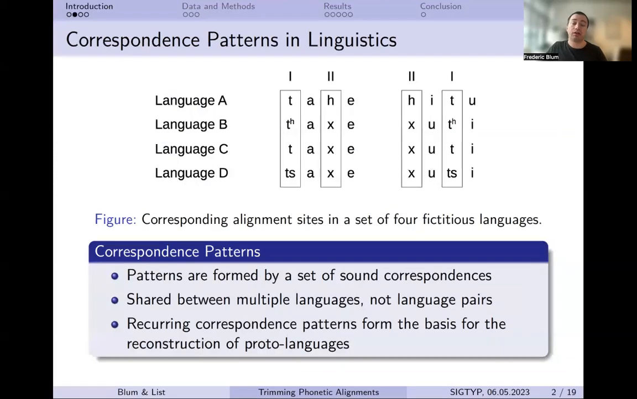Correspondence patterns in linguistics are formed by a set of sound correspondences between multiple languages. That is, in our example figure among 4 fictitious languages, we can see how 2 example correspondence patterns occur in multiple words. This means that they are all reflexes of a sound in the ancestral language of those languages A, B, C, and D. Those recurring correspondence patterns form the basis for the reconstruction of proto-languages and also for proving the genetic relationship between languages.